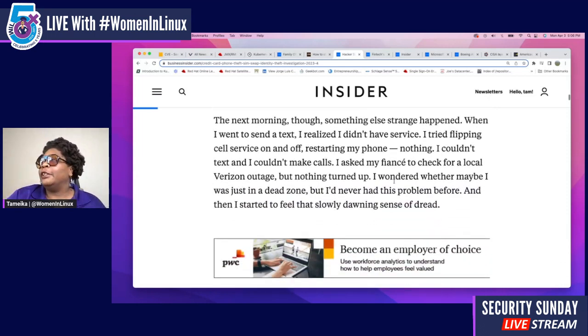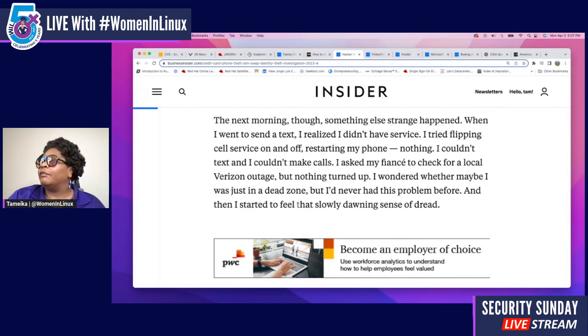The next morning, though, something else seemed strange. When I went to send a text, I realized I didn't have service. I tried flipping cell service on and off, restarting my phone, nothing. I couldn't text and I couldn't make calls. I asked my fiance to check for a local Verizon outage, but nothing turned up. I wondered whether maybe I was just in a dead zone, but I'd never had this problem before.